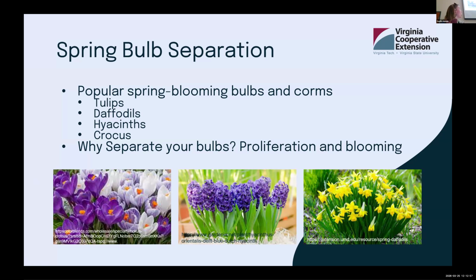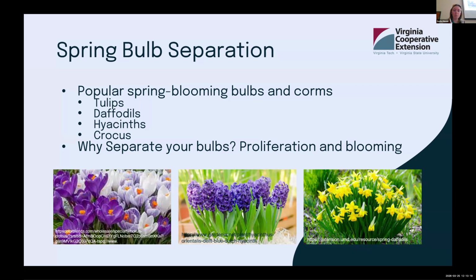Popular spring blooming bulbs and corms include some that I have here: tulips, which are not pictured, the daffodils on the right, the hyacinths in the middle, and the crocus on the left. So these are all popular spring blooming plants that you can do bulb separation with and have more.